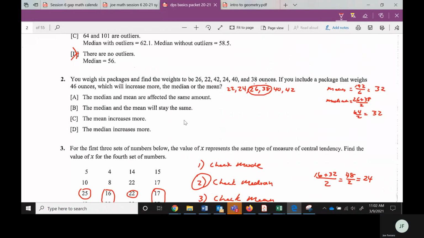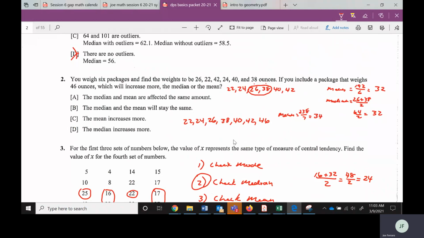So now we have to add another number to it. They're saying if you threw a 46 on the end, now what happens? Okay, so the mean: you add them up, it was 192, you add another 46 onto there, so that's 238. And now there's 1, 2, 3, 4, 5, 6, 7 of them. So that comes out to be 34. So it went up 2. Mean went from 32 to 34.